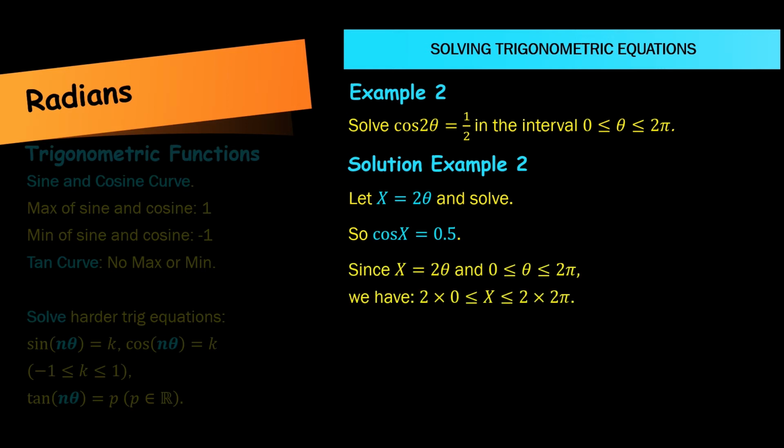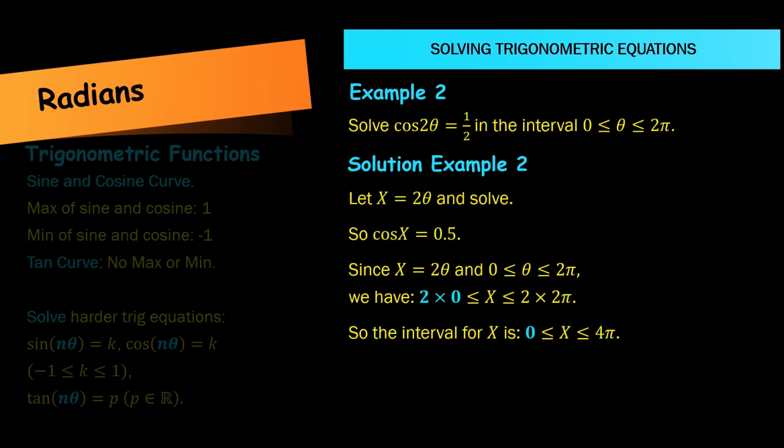When x equals 2 theta and theta is between 0 and 2 pi, we have that x is between 2 times 0, which of course is 0, and 2 times 2 pi, which of course is 4 pi. So the interval for x is 0 less than or equal to x less than or equal to 4 pi.